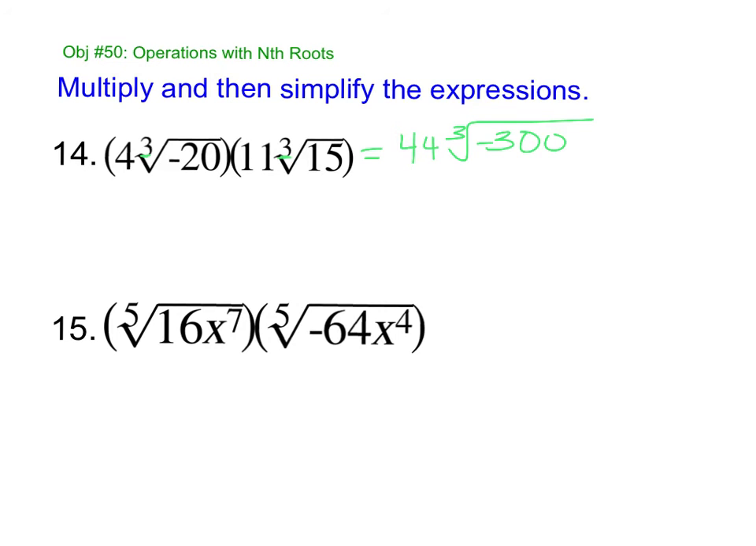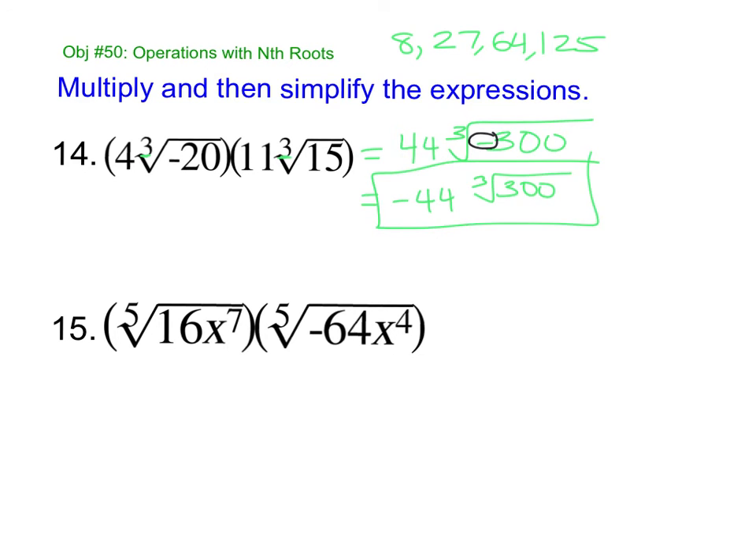Think about your cubed roots. So 8 is 2 to the 3rd, 27 is 3, 64, 125. 125, nothing actually goes into 300. So the only thing I did to simplify is I don't like negatives inside a root. It bugs me, so I'm going to make my answer negative 44, the cubed root of 300. I like pulling that negative out because I think it's weird looking to have it inside. So that's it. We're done.